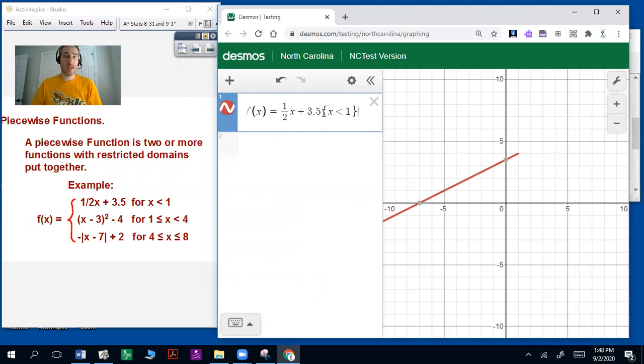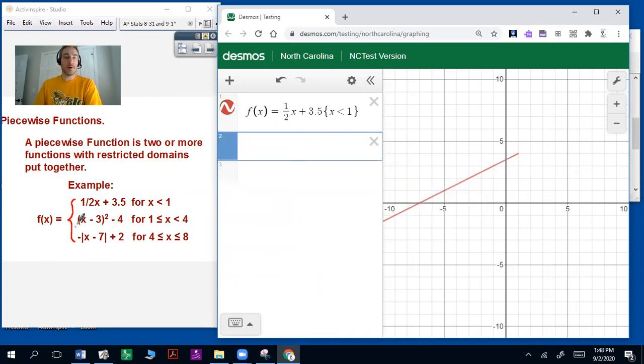So squiggly brackets have to be put in immediately after whatever the last thing you typed in for that function. So you'll notice that if I don't have those, that's just going to be a linear function going on left and right forever. With the squiggly brackets, it stops right here. And if you hover over that point, you'll notice that it says 1, comma, undefined, because you really can't plug in 1 to that function, but you can plug in anything less than 1, and it'll give you a y value as a result, okay?